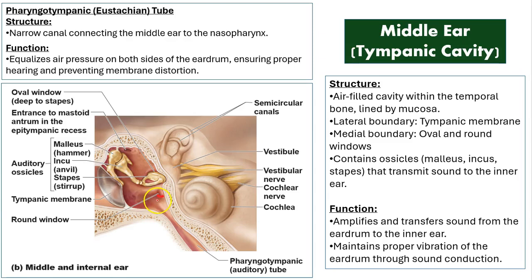And this is going to help equalize pressure on both sides of the eardrum and ensure proper hearing and to prevent membrane distortion. So one thing I always think about is our Eustachian tube, you can also call it. And a lot of times if people have infections, sometimes you have to drain fluid. You might have issues draining fluid here. You might have to have a tube to help you drain fluid in the Eustachian tube.